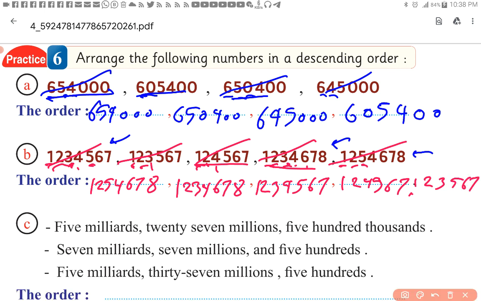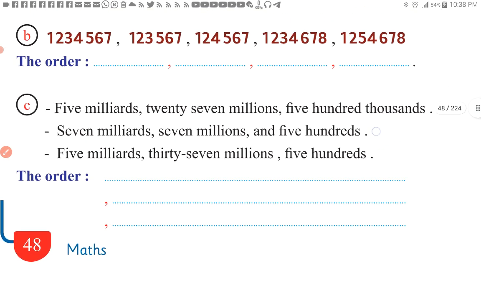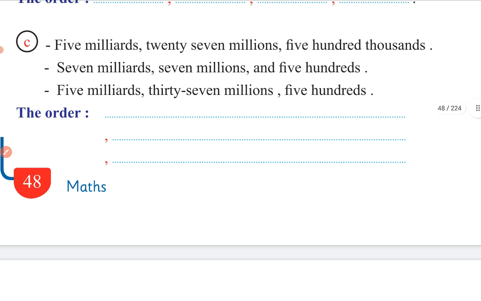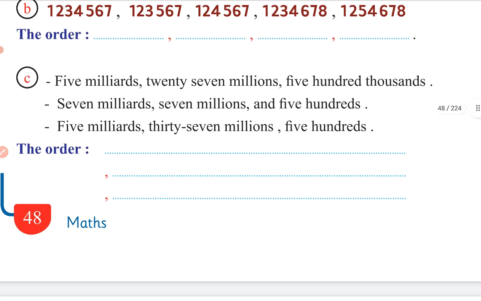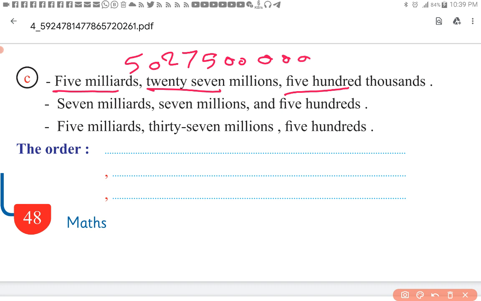That's okay. Here we have three numbers in words. Write it at first in digits. 5 million. 5 in million place. 27 million. Put 0 at left at first. Then 27. 500,000. Put 3 zeros in units period.